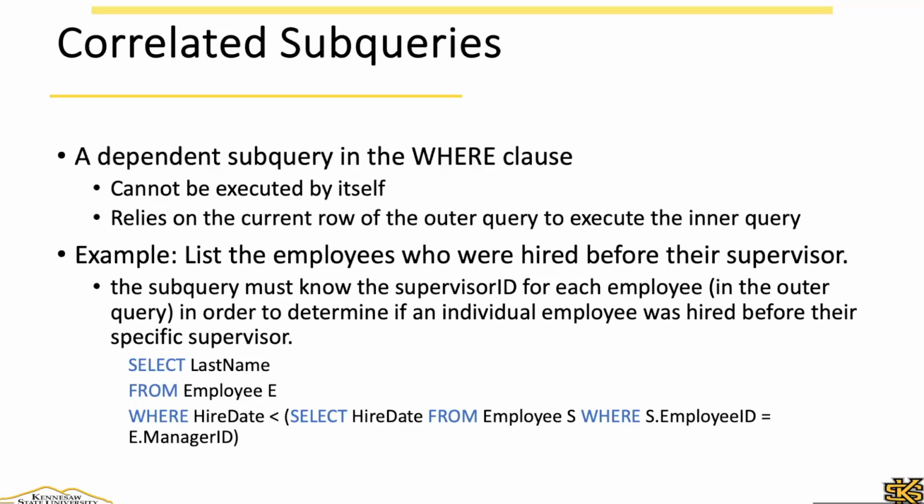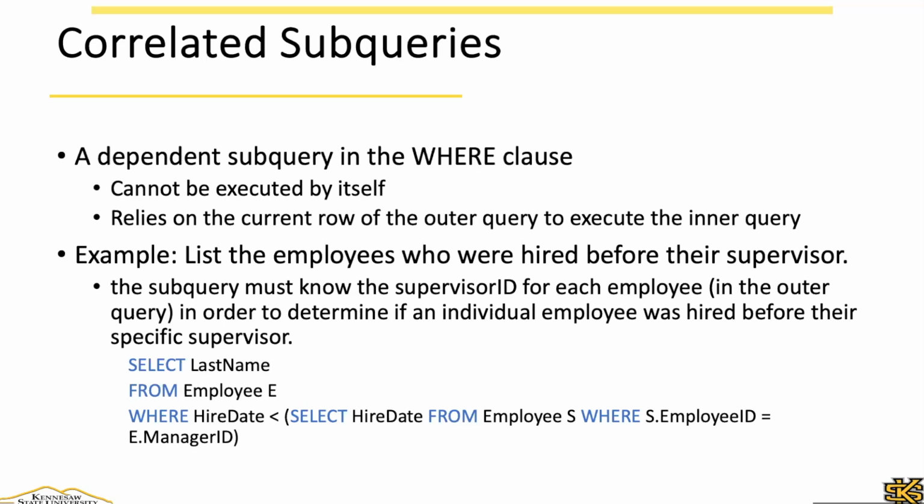So for each row in the outer query, which is table E, SQL checks the conditions in the where clause. However, the condition is based on the subquery, which selects the hire date from the inner query's version of the employee table, which this time is S, where the employee ID matches the manager ID of the employee in the outer query, which is the E table.